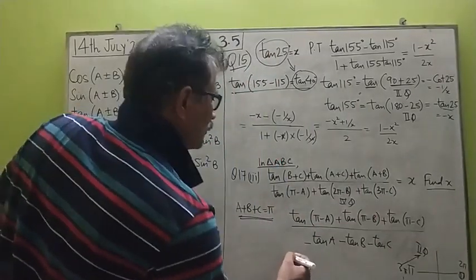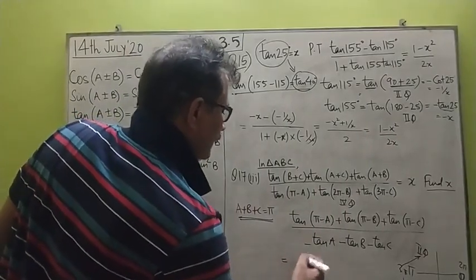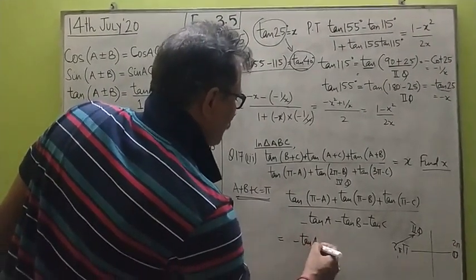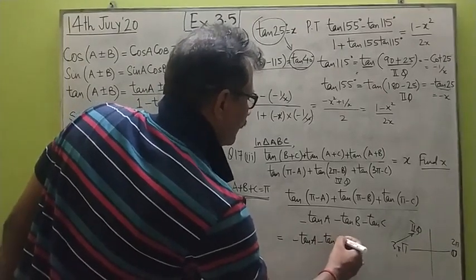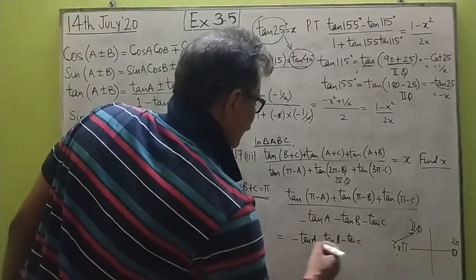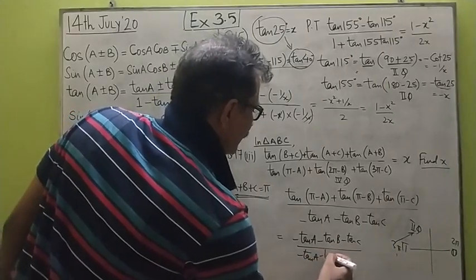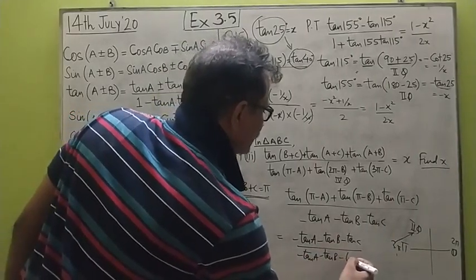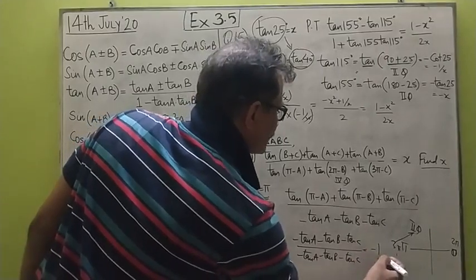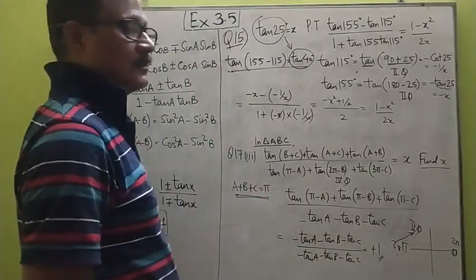Now converting the numerators, the numerator becomes minus tan A, minus tan B, minus tan C, divided by the same denominator, minus tan A, minus tan B, minus tan C. So it is plus 1. The answer is what? Plus 1.